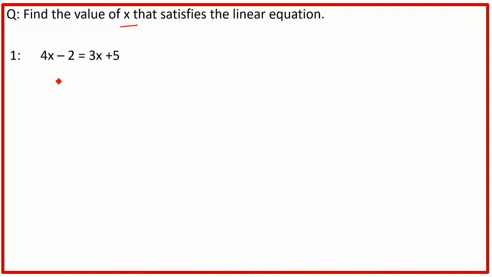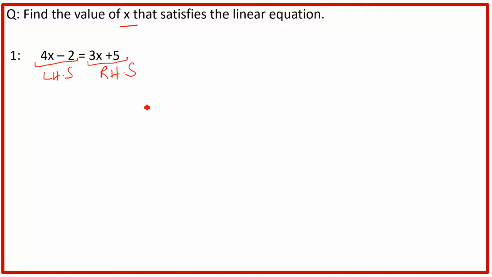So see, the question is 4x minus 2 is equal to 3x plus 5. As I have told you in the last lesson, this is the left hand side of the equation and this is the right hand side of the equation. This is called one expression. This is also an expression. There are two terms: 4x individually is called a term, and this is the second term. Same thing, two terms here.